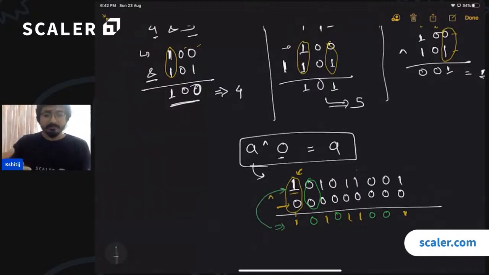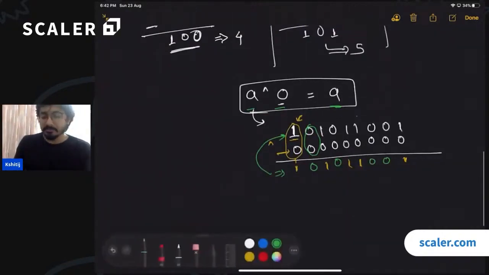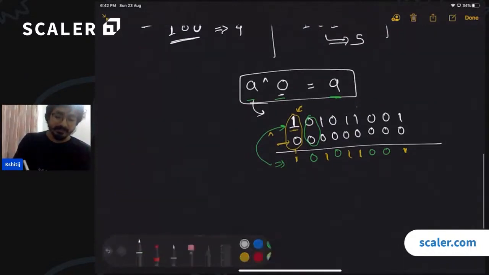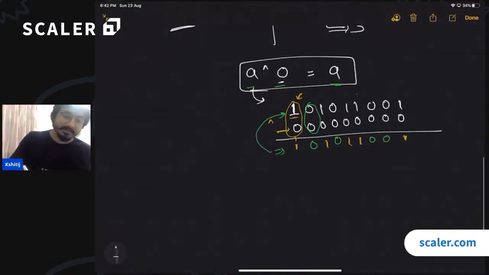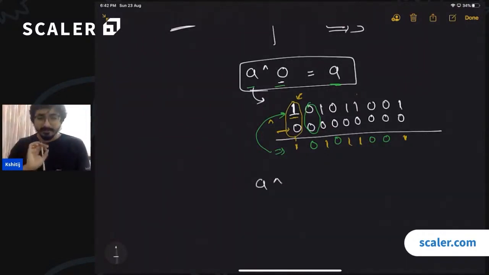So the XOR of same bits is always going to be 0. So in all the bit positions, we'll be getting a non-set bit, which is equivalent to having a 0 in decimal, right? So XOR of A with A is 0. These two are very, very important properties of XOR, which will actually allow you to solve very complex looking problems in a very optimal way.